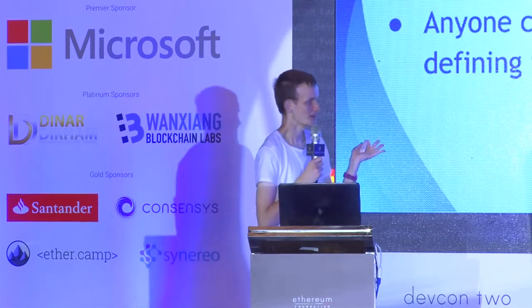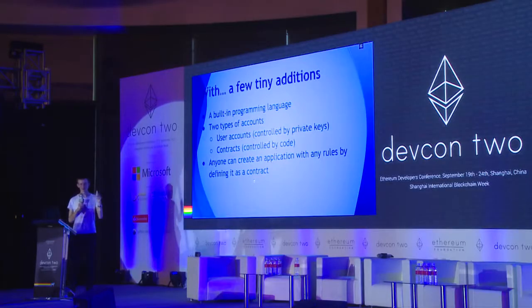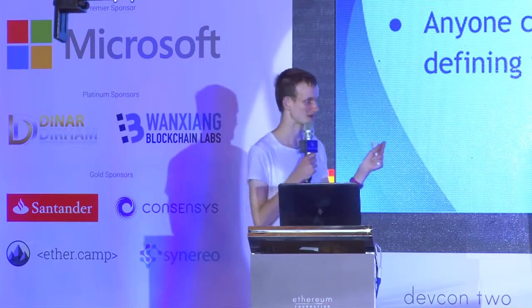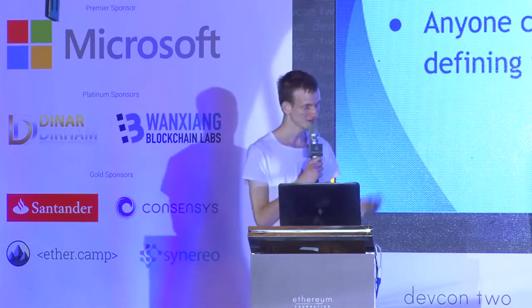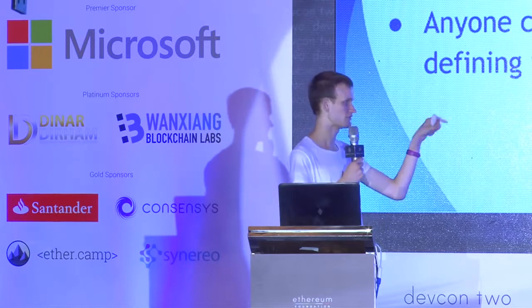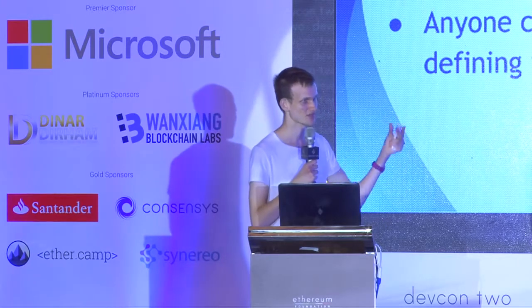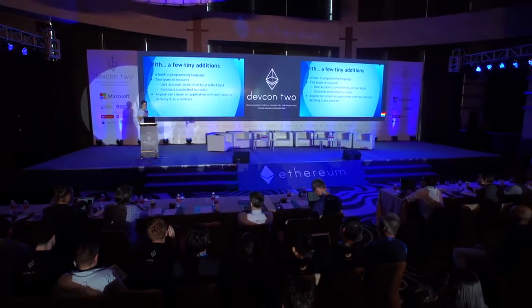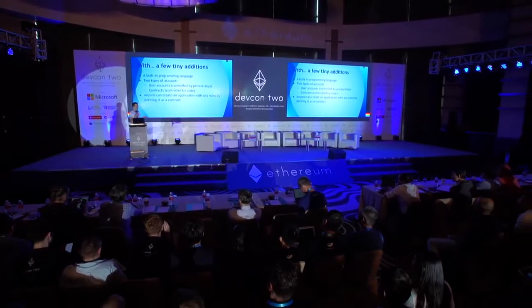But we have a few tiny additions. So the main thing that makes Ethereum tick is this built-in programming language. So the basic concept is, if you have some new kind of application, then what you would do is write the rules of your application in a piece of code. Take this piece of code, you would call this a contract, upload it to the blockchain, and now you have a special type of account. And this type of account sits on the blockchain, and anyone can send a transaction to this account in order to interact with this account.